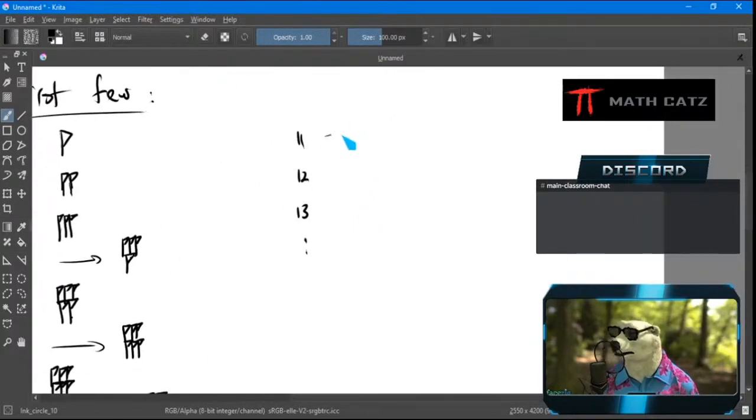So then 11 would simply be a 10 symbol and a 1, nice and close together because they are one connected representation, one quantity. 12 would be a 10 symbol and 2 ones, and so on. Nice and connected, like so. My flaggies get a little wobbly after a while.